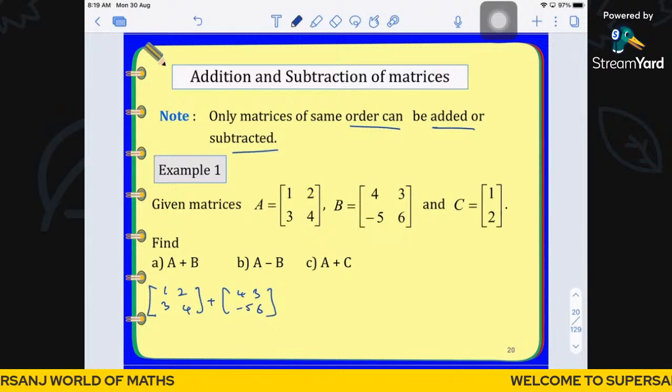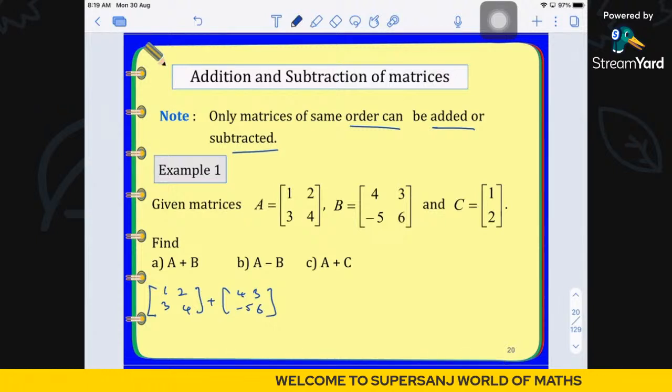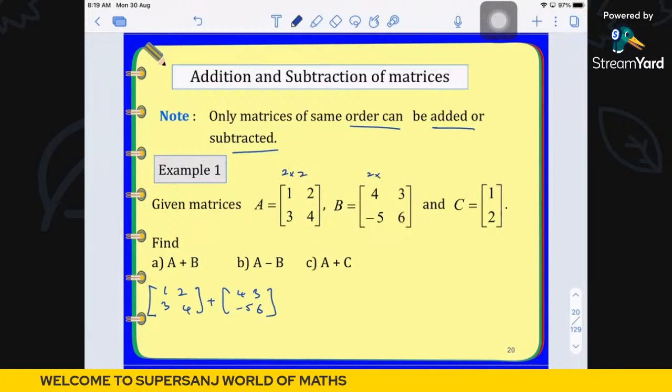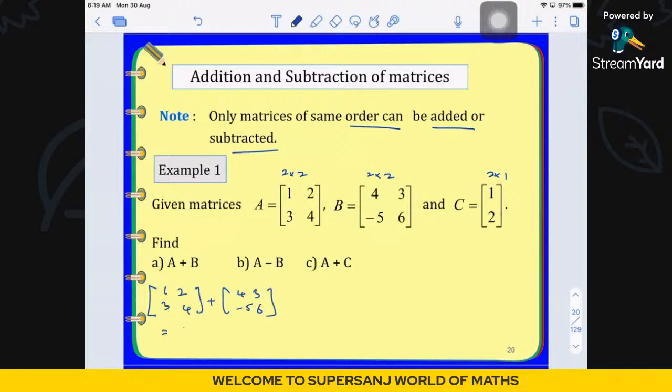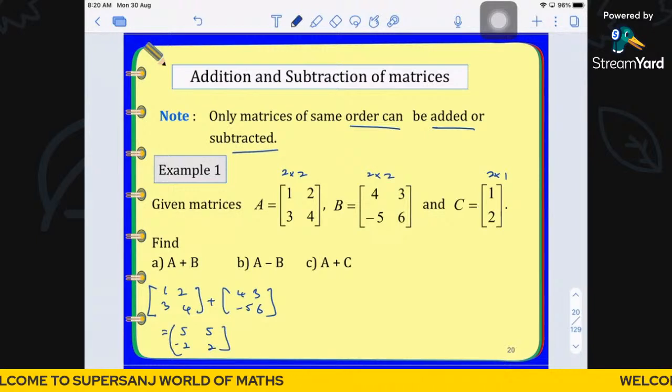Okay, hopefully now better. Since the order here is 2 by 2, here also is 2 by 2, and here is 2 by 1. So A and B, I'm very sure I can add and subtract, because the order is the same. So from here, I straight away get 5, 5, negative 2, and 2. Okay, done. A minus B also, I can do, no problem.